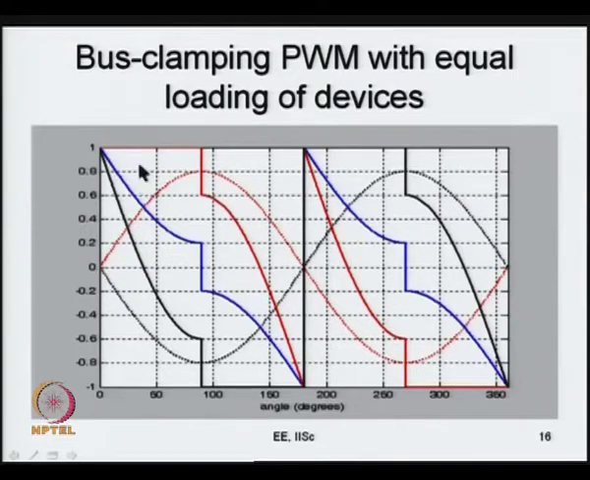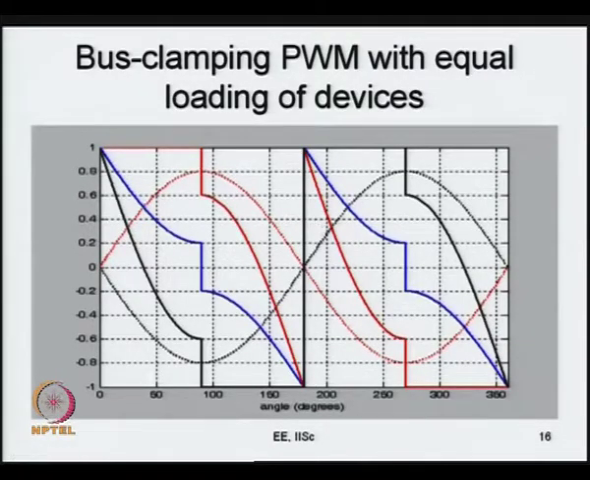Now, here A is clamped, the top device is conducting continuously for 90 degrees and the bottom device is continuously conducting for 90 degrees. So, A phase does not switch for half the time. So, switching energy is saved, I mean the loss on account of switching is saved, and the conduction is also uniformly distributed between the top and bottom devices and also between the two legs.